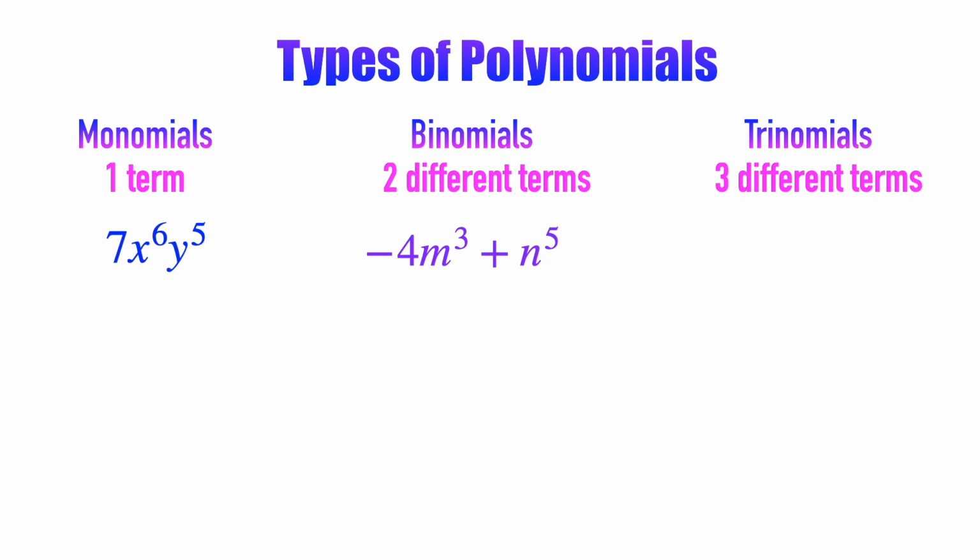Negative 4m cubed plus n to the 5th power is a binomial. Magkaibang terms yan, hindi sila similar terms, no? Unlike terms sila. So, the first term is negative 4m cubed and the second term is n to the 5th power. Ang nag-separate sa kanila ay yung plus. So, there are two terms in this polynomial. So, ang tawag natin dito is binomial. And this one, 2a cubed minus 4a squared plus 4a, yan ay trinomial.